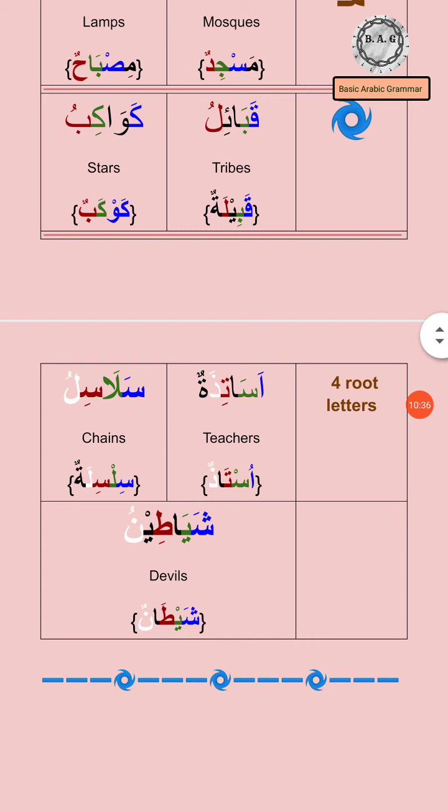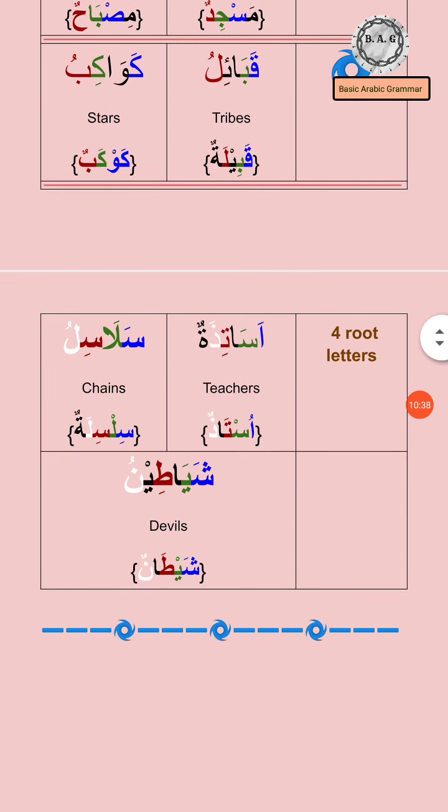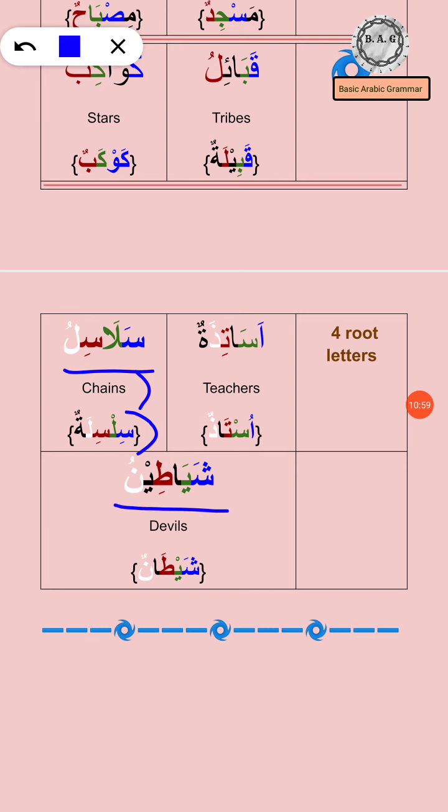Now we are on the last group, which is the patterns for the four root lettered words. All right, so our first pattern is this salasilu. All right, and salasilu means chains, and its root word singular is silsilatun. All right, then next we have shayatinu. All right, and its root word is shaitanun, which means a devil, and shayatinu is devils.